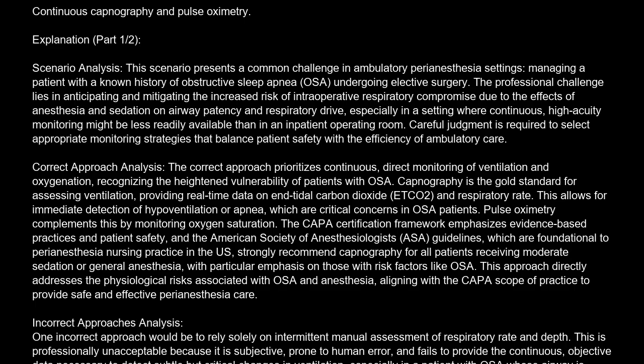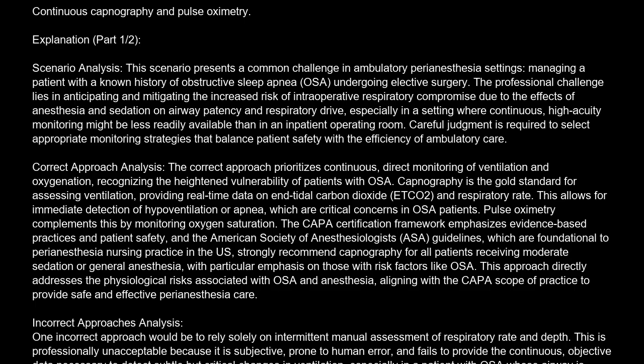Correct approach analysis. The correct approach prioritizes continuous, direct monitoring of ventilation and oxygenation, recognizing the heightened vulnerability of patients with OSA. Capnography is the gold standard for assessing ventilation, providing real-time data on end-tidal carbon dioxide (ETCO2) and respiratory rate. This allows for immediate detection of hypoventilation or apnea, which are critical concerns in OSA patients. Pulse oximetry complements this by monitoring oxygen saturation.